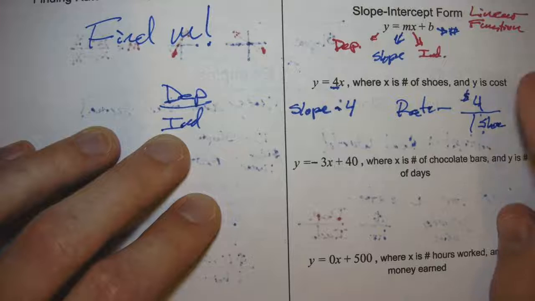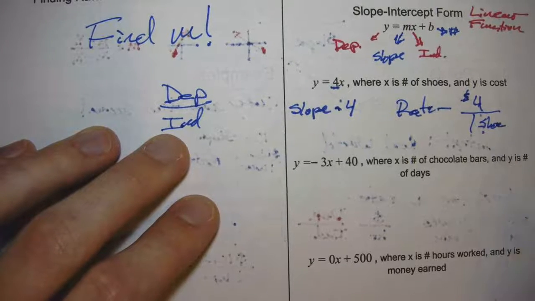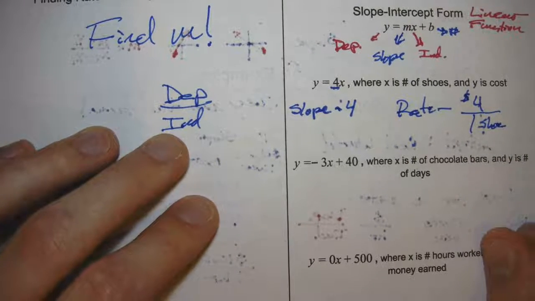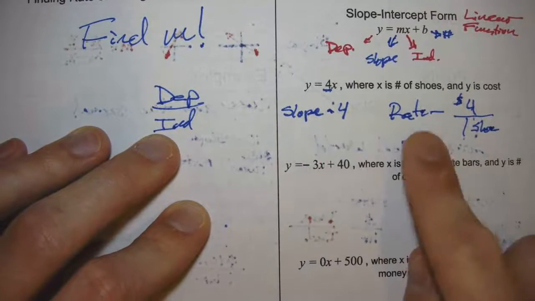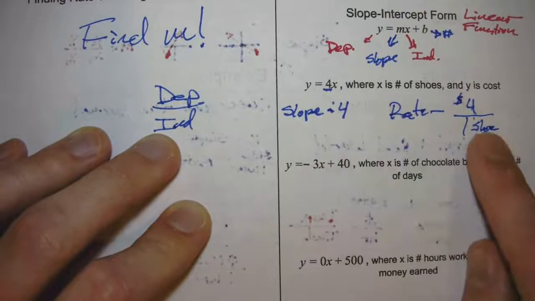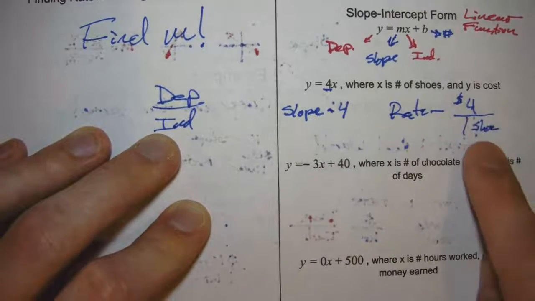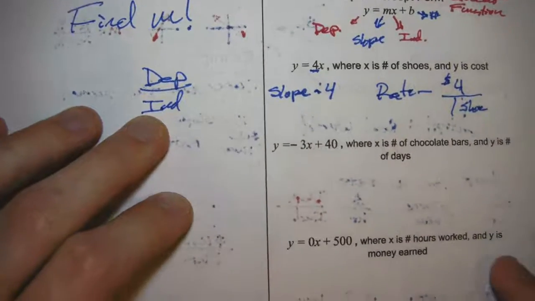that this company makes. And let's hope they're not making terribly fancy shoes, because at $4 a piece, they're not going to be very good. But there's our rate. So slope is just a number, the 4. If I want to write it as our rate of change, then we need to be specific. In this case, $4 for every one shoe. All right, let's try another one.